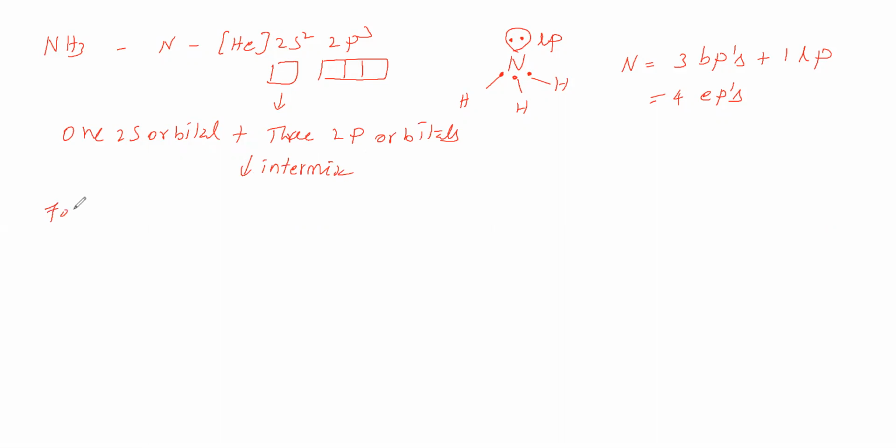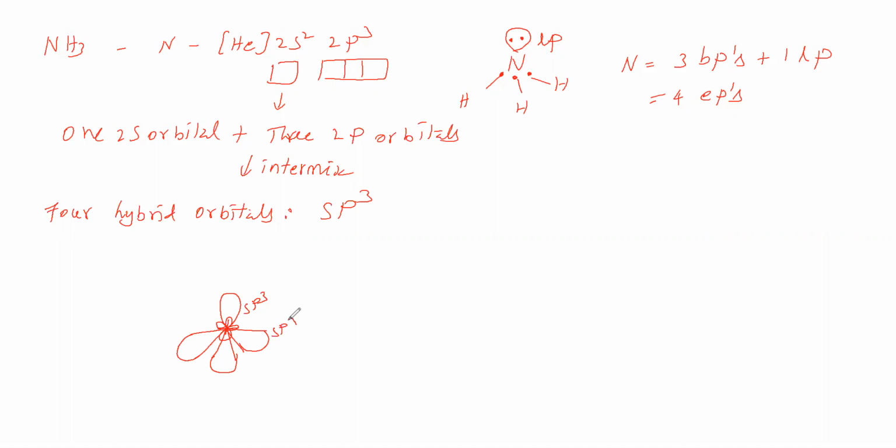Therefore, we are getting 4 hybrid orbitals. These 4 hybrid orbitals are called sp3 hybrid orbitals. Okay, now we will consider this is the nucleus of nitrogen. It is the first sp3 hybrid orbital. This is the second sp3 hybrid orbital. Then the third sp3 hybrid orbital. This is the fourth sp3 hybrid orbital.